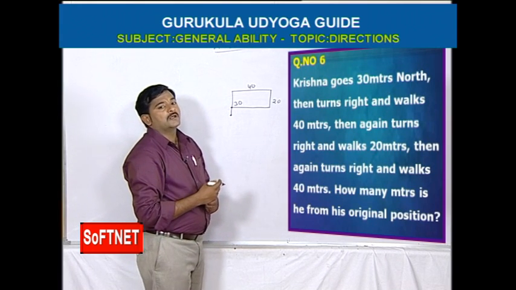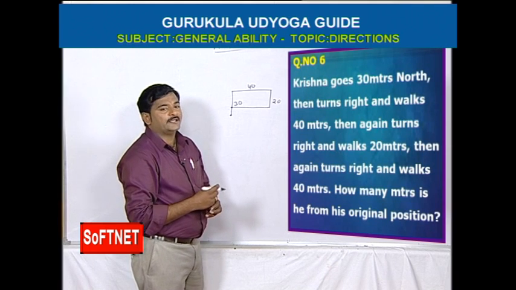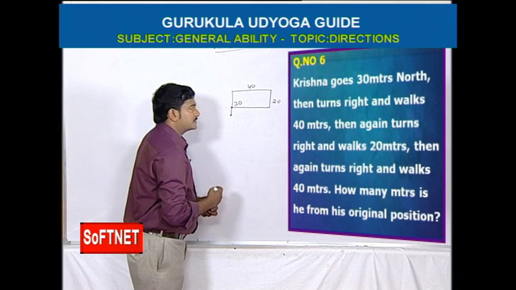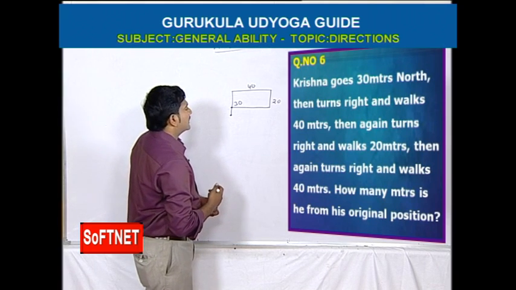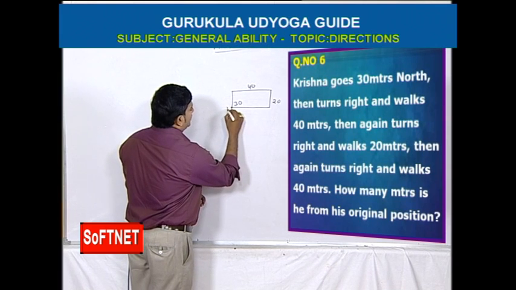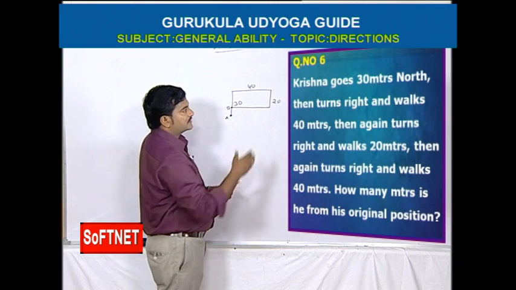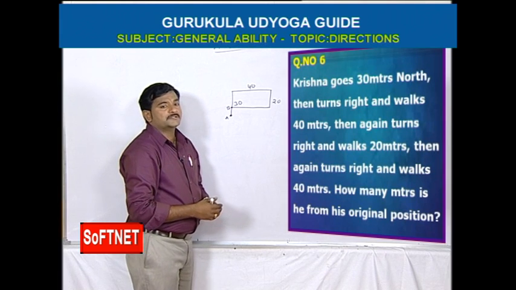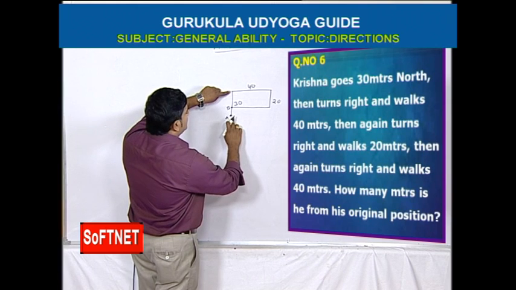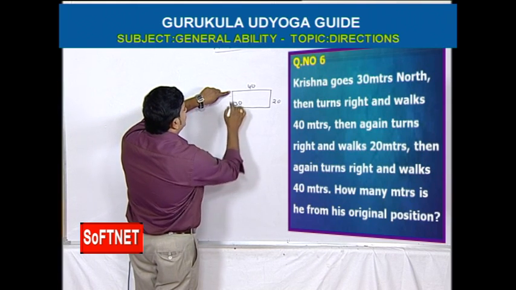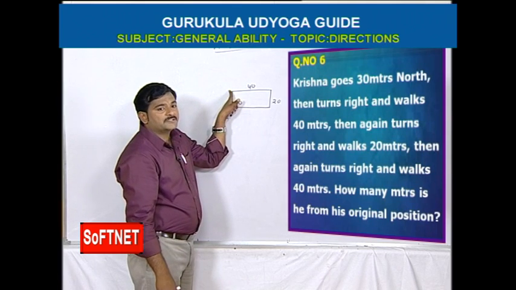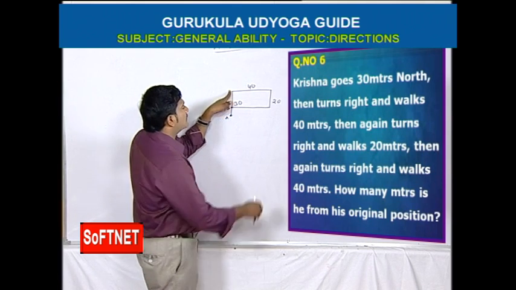Now the question is what? How many meters is he from his original position? I repeat this question once again. So now where did he start? He started from A. He asked to find out the distance between A and B. Just read the question, you'll get the idea about this. Krishna goes 30 meters north. So starting point is A. Okay, this is north direction. There is no issue. And next, second line what he mentioned here, he turns right and walks 40 meters.